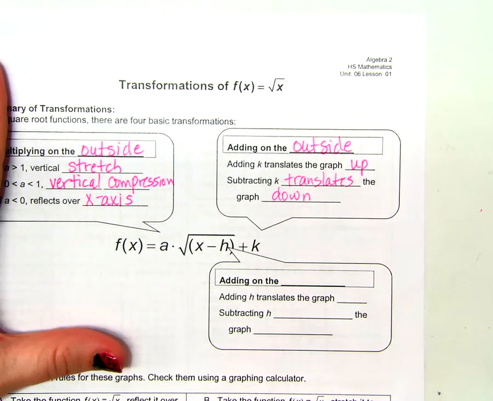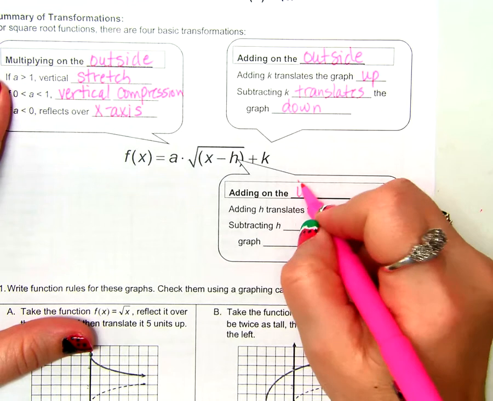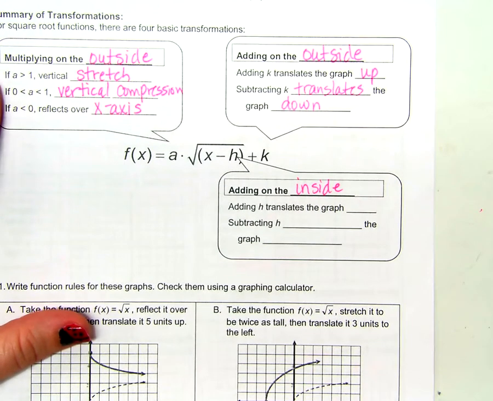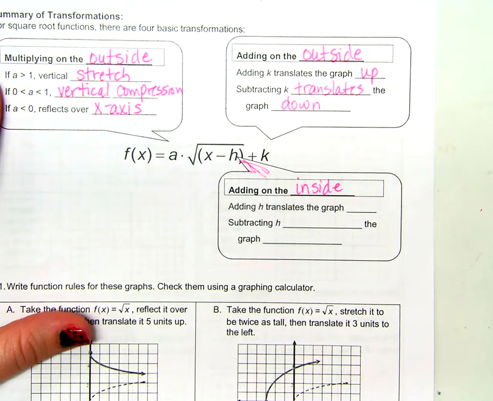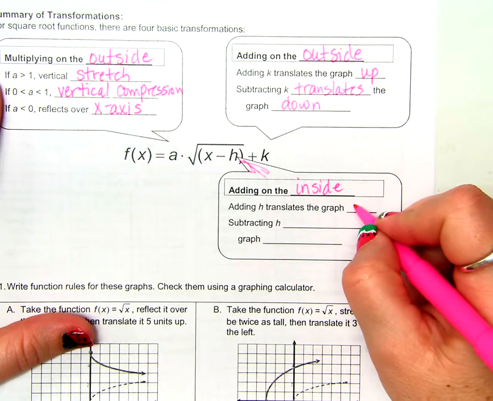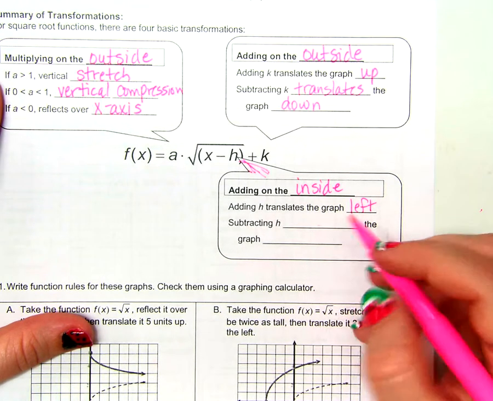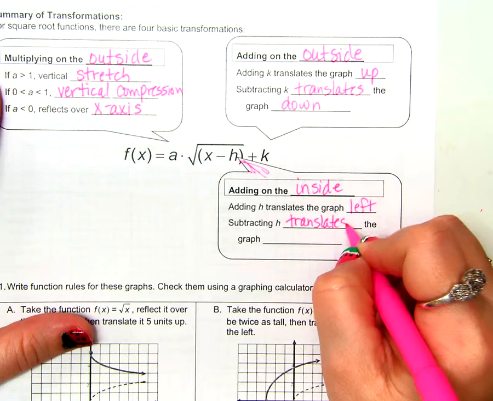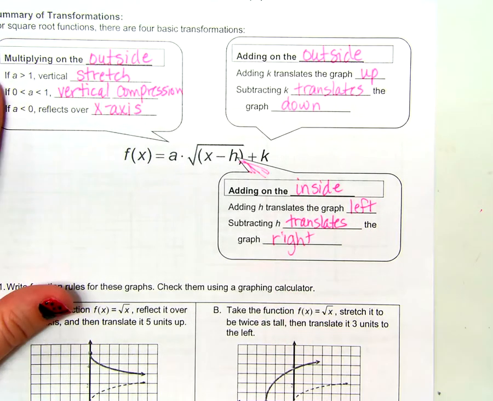Right? Okay. What about H? Adding on the inside. Adding, yeah, guys, the arrow's pointing to it. You see that? Okay. Adding H translates the graph left. Subtracting H translates or shifts the graph right. Okay?